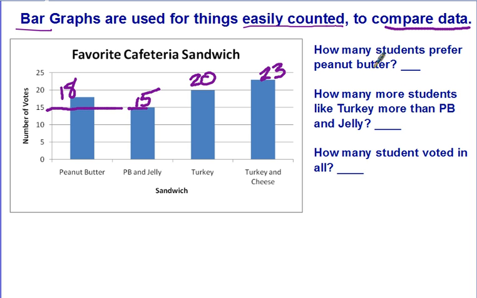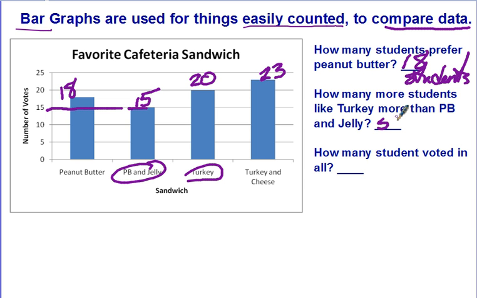How many students prefer peanut butter? So I'm assuming they're saying plain peanut butter. So 18 students. Make sure you always label. How many more students like turkey than peanut butter and jelly? Here's turkey, here's peanut butter and jelly. 20 minus 15, 5 students more.